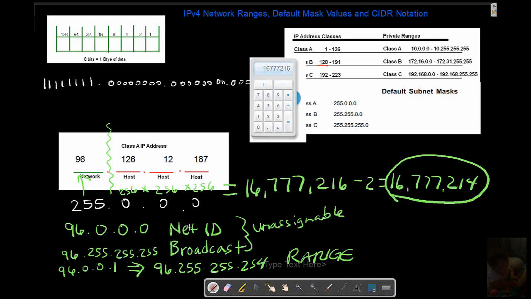So we have seen at this point in time how to take a range, determine a class, from a class determine how many hosts can be available in there, identify a network ID, identify a broadcast, and identify a range. These are all very powerful tools that we're going to need to use as we do subnetting coming up.